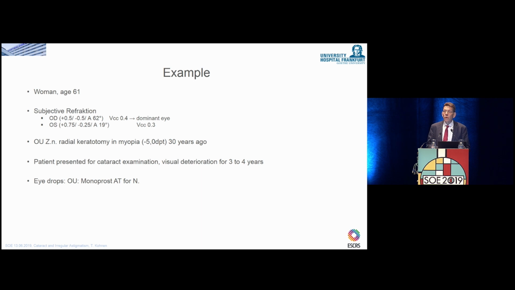I like to show you this result. Subjective refraction before surgery was 0.4 and 0.3. The right eye was the dominant eye. It has radial keratotomy, so also one type of irregularity, 30 years of age. The patient presented for cataract examination because she had an early cataract, visual deterioration for 3 to 4 years, and had eye drops, basically a pressure lowering drop, taking into account having this pressure of 16.